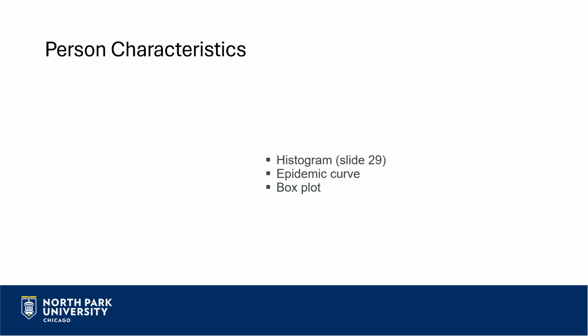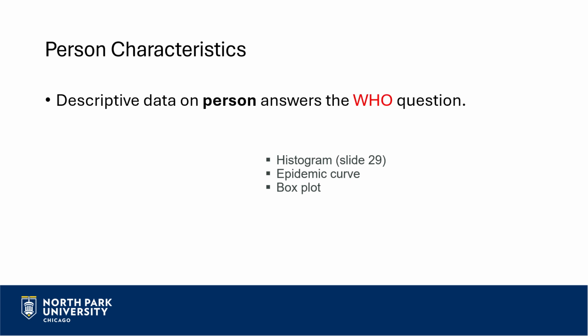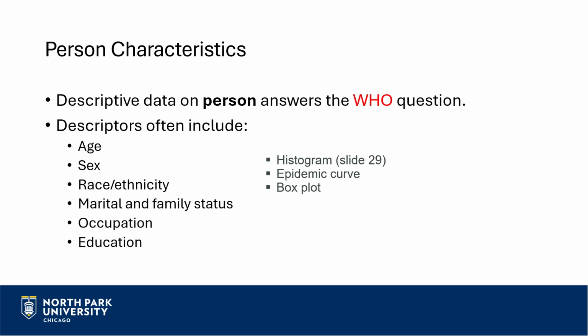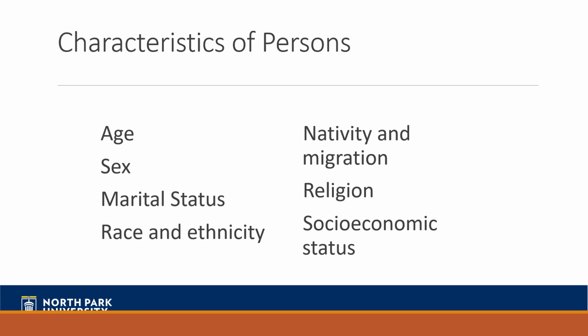A person's characteristics. You'll see this in the text, so I'm not going to go over that. And you can see, as you said, descriptive data answers the who question. So we're looking at specific things, who. And these include what descriptors are available. Characteristics of the person include these as well: age, sex, marital status, all of these things here.